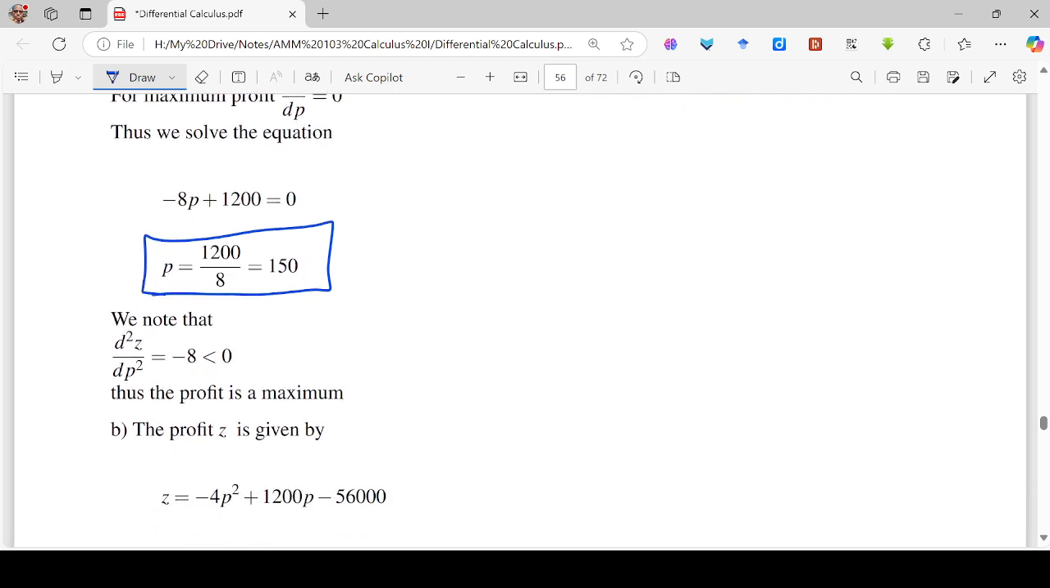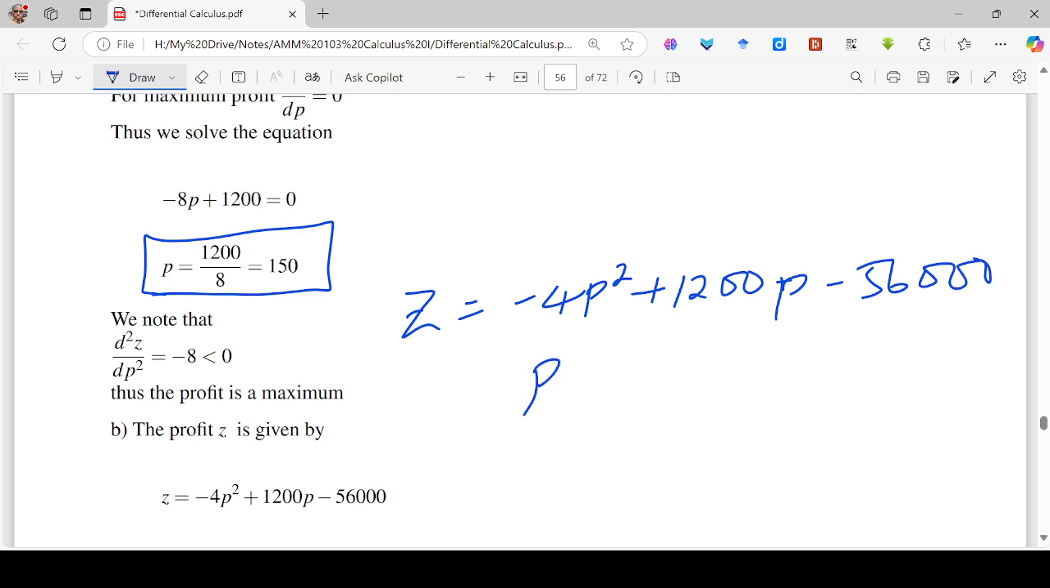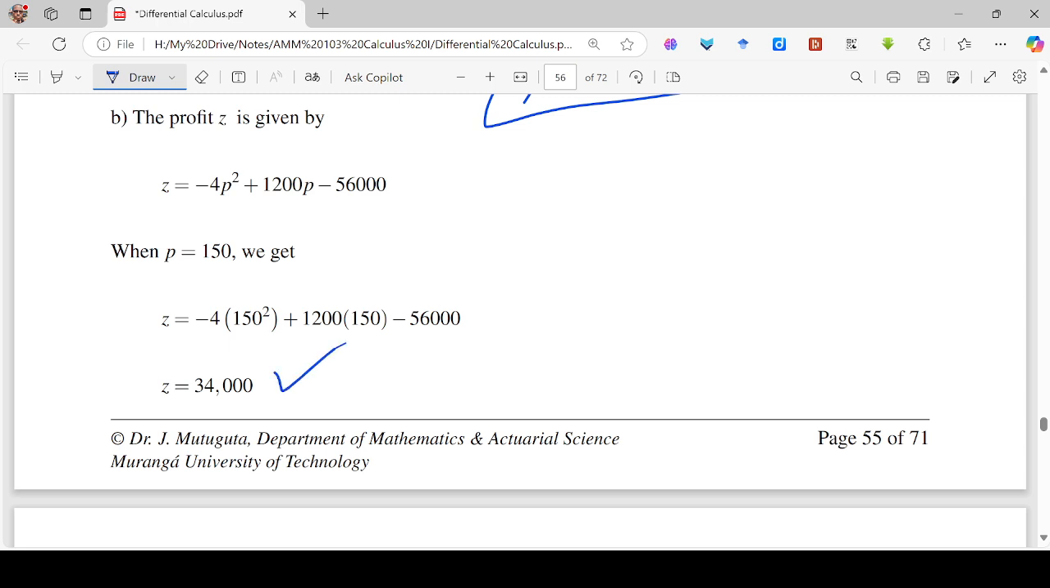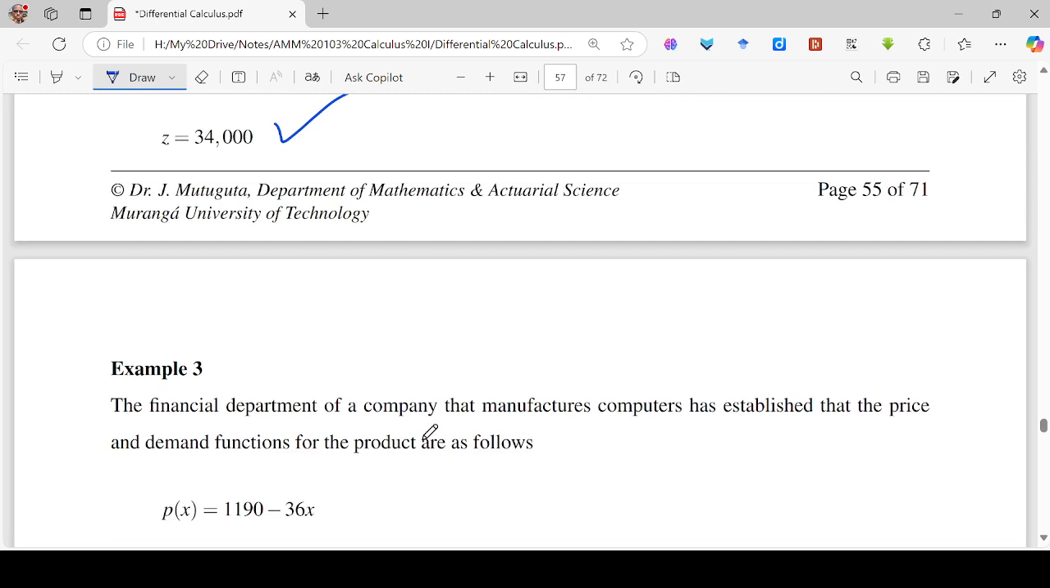So for the maximum profit, we can now substitute into Z = -4P² + 1,200P - 56,000. We substitute P = 150 in this equation to get the maximum profit. When we do that, we get 34,000. So basically, this is how we solve the problems of profit maximization.